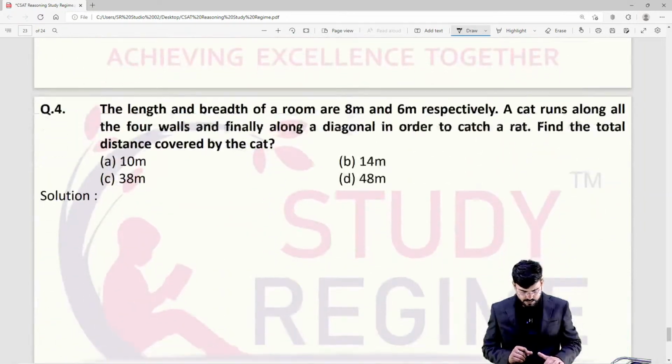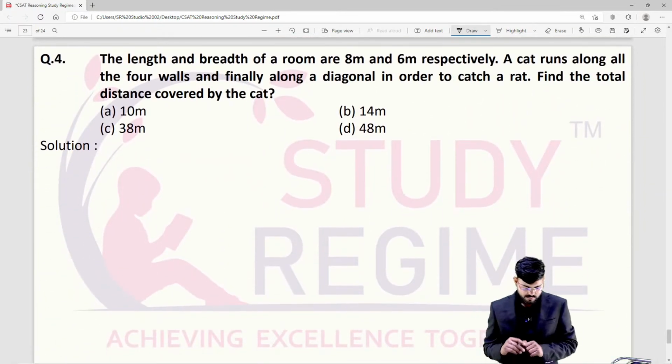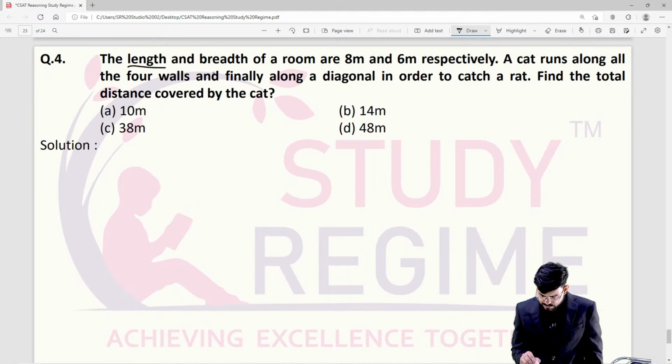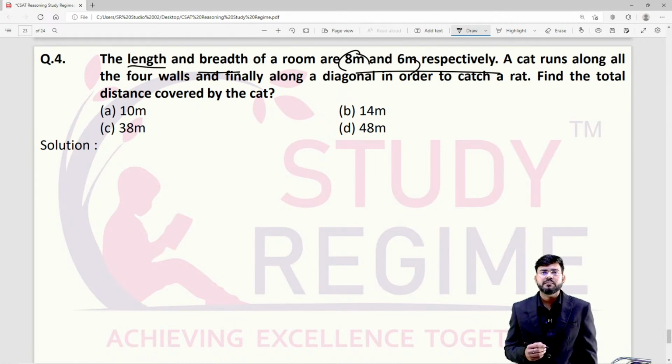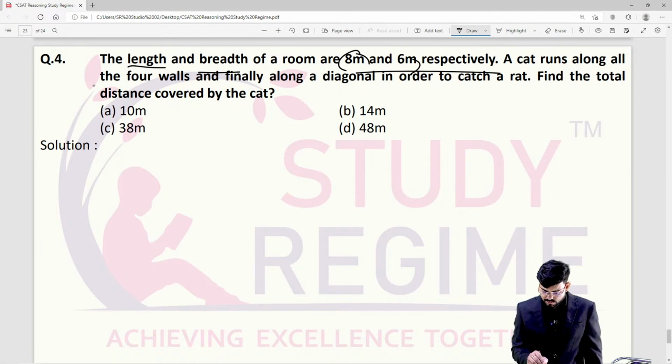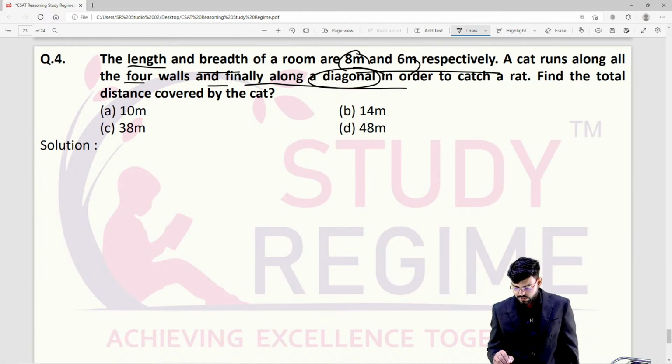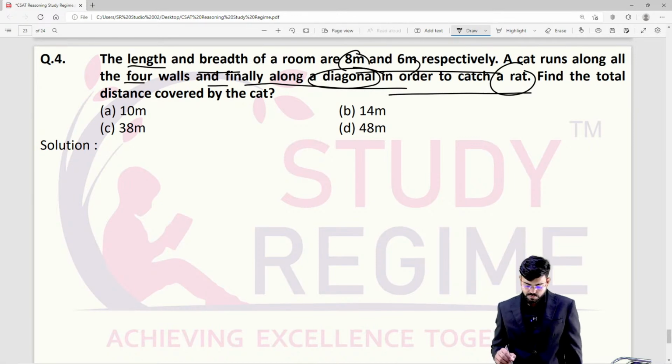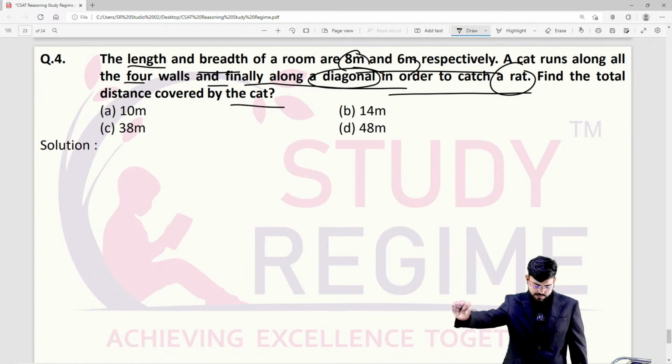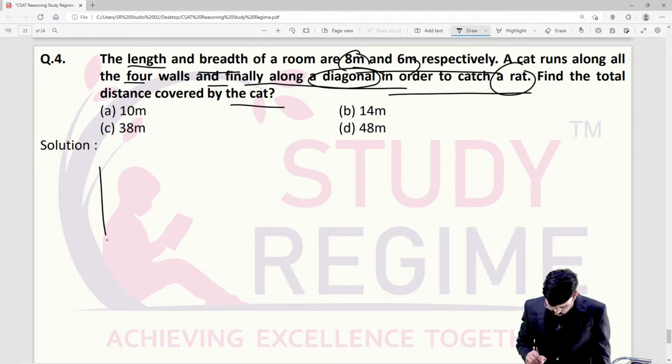Okay, let's go to the fourth question. It is given in this question that the length and the breadth of a room are 8 meter and 6 meter respectively. The length is 8 meter and the breadth is 6 meter. A cat runs along all the 4 walls and finally along the diagonal, underline this word diagonal, in order to catch a rat. The cat was chasing a rat and ran all over the boundary and one diagonal. Find the total distance covered by the cat. Okay, let us assume there is a room like this.